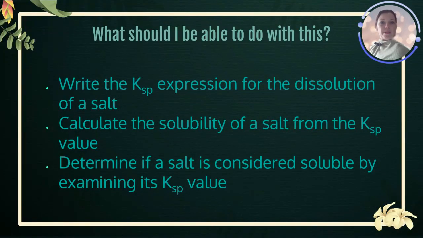First of all, you should be able to write the Ksp expression for the dissolution of a salt, paying close attention to the charges, and also remembering that the subscripts in the formula for a salt, unless it's a polyatomic, become coefficients. So the subscripts of the ions become coefficients in the dissolution expression. Then, calculate the solubility of a salt from the Ksp value, and determine if a salt is considered soluble by examining its Ksp value.